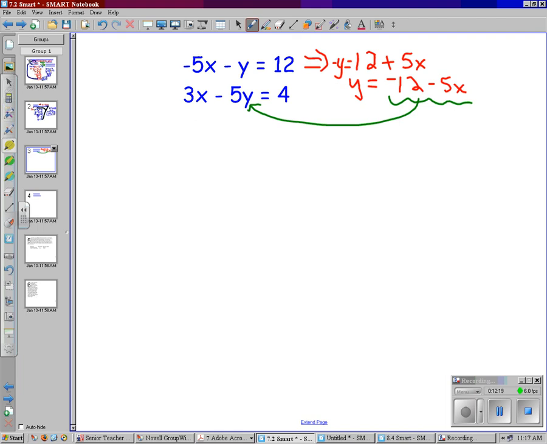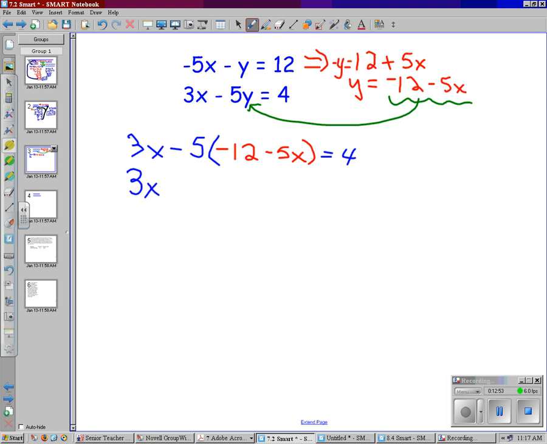So that we're going to have 3x minus 5 times a quantity. And that quantity is negative 12 minus 5x equal to 4. When you get done, there should not be 2 different variables in your equation. If there is, you've done something wrong. Okay, so there better not be 2 different variables in your equation. We need to do a little bit of distributive property here.